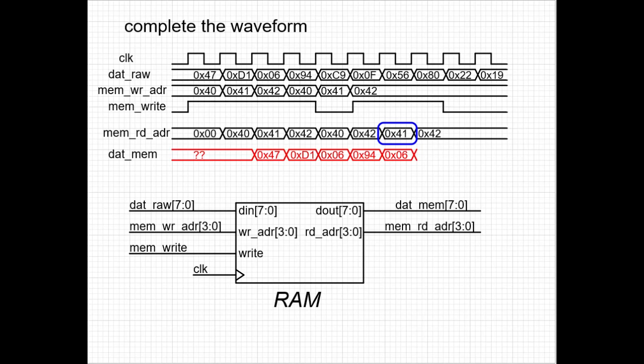Next comes a read from address 41. The write enable is not active for the most recent address 41 on the right side, so we have to go back to the address 41 right before that, D1.